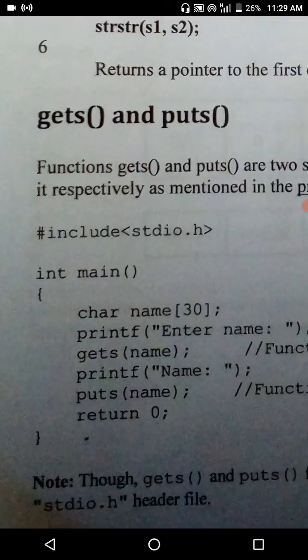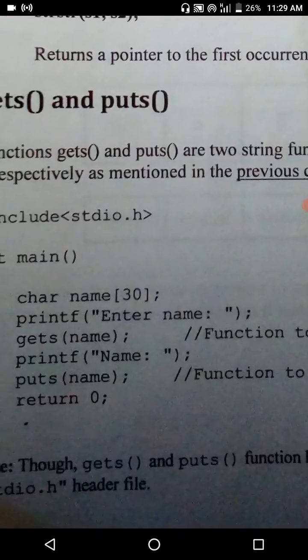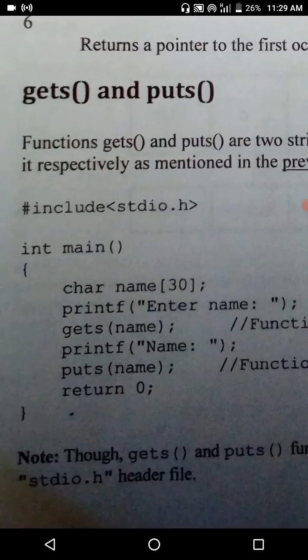No need of scanf, no need of percent format specifiers. By using the gets function we can read a collection of characters like a string. At the same time, if you want to print the values, puts is a function to display the data on the monitor, the output device. These two functions, gets and puts, already exist in our stdio.h.